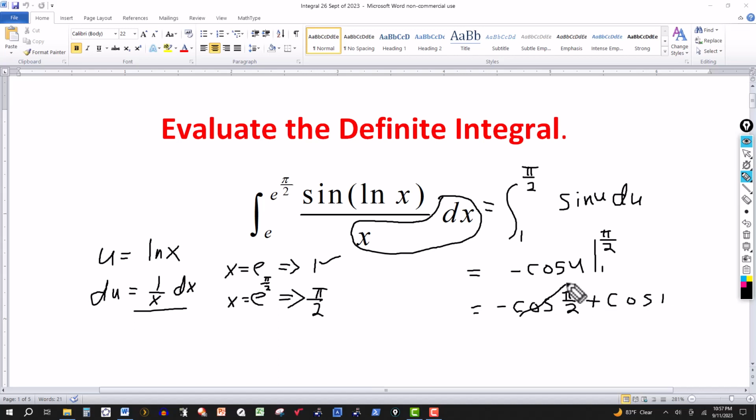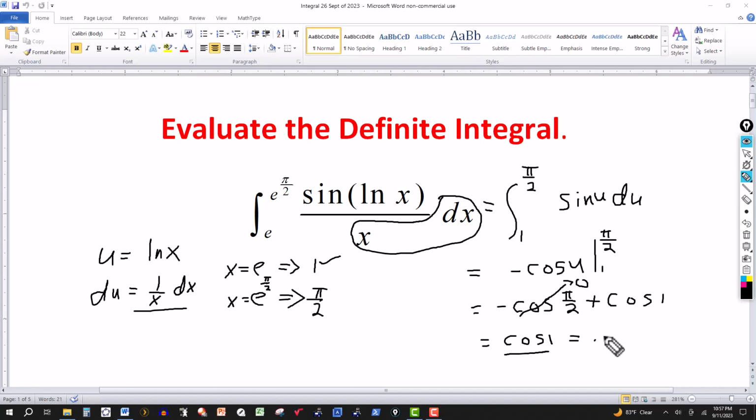Cosine of pi over 2, that's a 0. And a negative here, that's still going to be 0. So this gives me cosine of 1. And that's the exact value. But if you want an approximation, then you want cosine of 1, use your calculator.